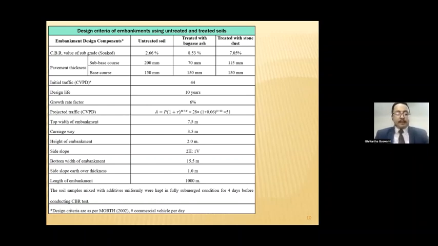So the analysis reveals that the curtailment of cost compared to the embankment constructed with untreated virgin soil is reduced by 14.43% and 9.67%. We can see this in the next slide, in the case of bigaseous and stone dust at a 10% proportion respectively.